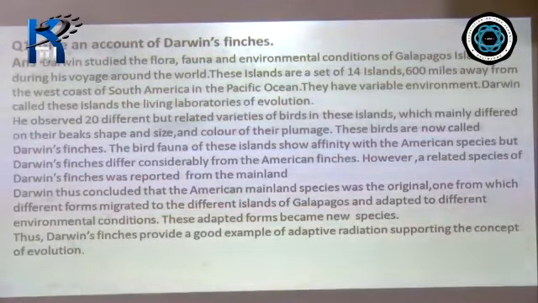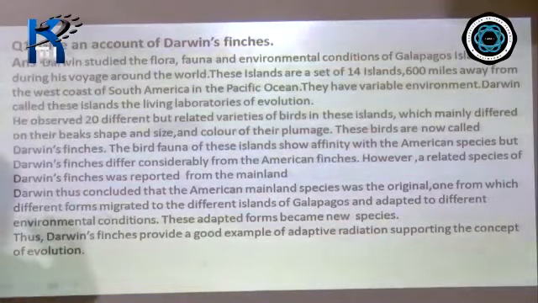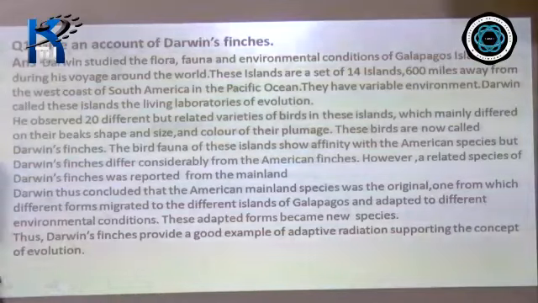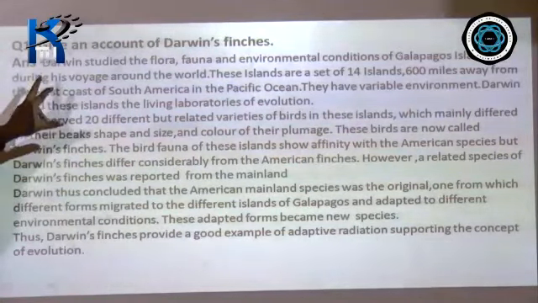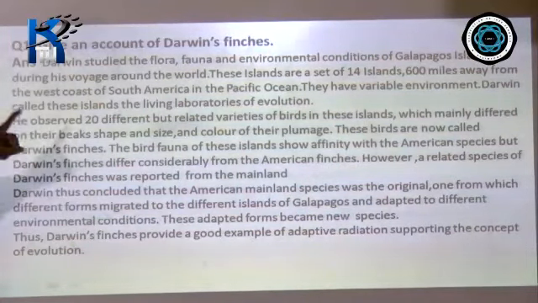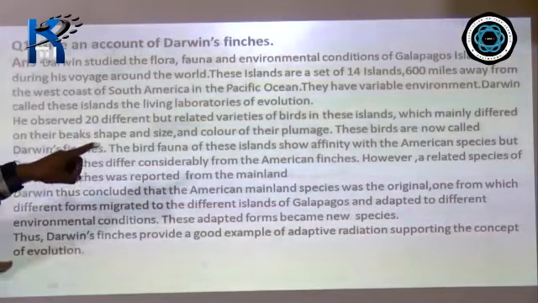So whenever you are making notes, for any question where the word is account, always keep it in mind that you have to write in detail. You have to give an overall view. So in this question, the answer is like, say, Darwin studied the flora, fauna, that is plant, animal, and environmental condition of Galapagos Island. When did he study? During his voyage around the world. So this gives a clear picture that he studied the plants, animals, and environmental condition of that place during his voyage. These islands are a set of 14 islands.